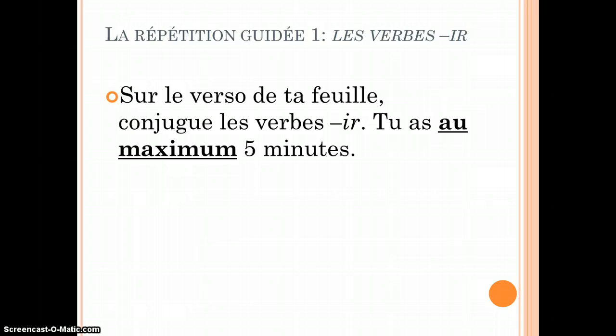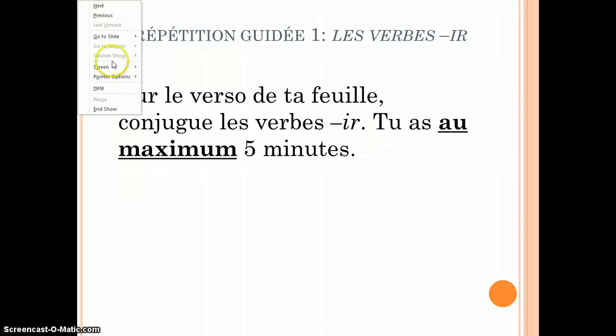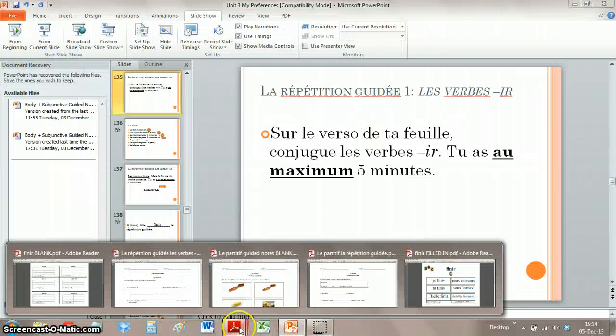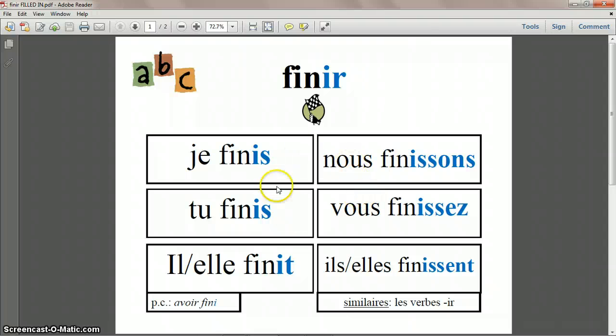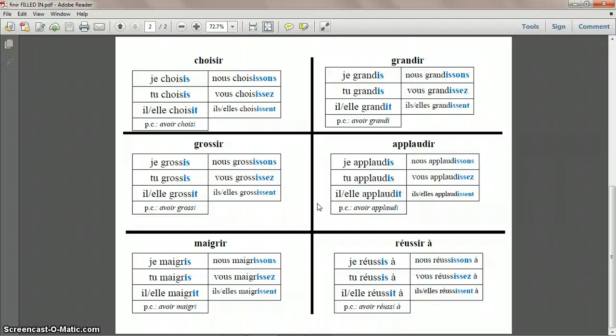Et donc, les réponses correctes sont les suivantes. Voilà la conjugaison du verbe finir. Et voilà la conjugaison des verbes ici. Choisir, to choose. Je choisis, tu choisis, il, elle choisit. Nous choisissons, vous choisissez, il, elle choisissent. Grandir, to get bigger or to get taller. Je grandis, tu grandis, il, elle grandit. Nous grandissons, vous grandissez, il, elle grandissent.